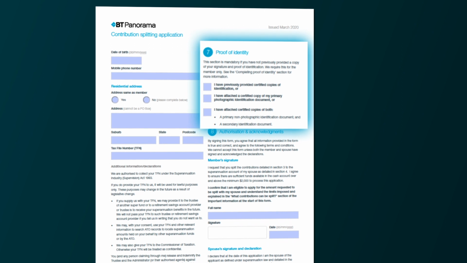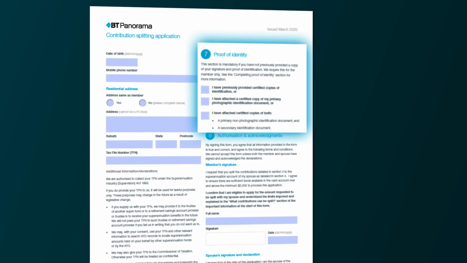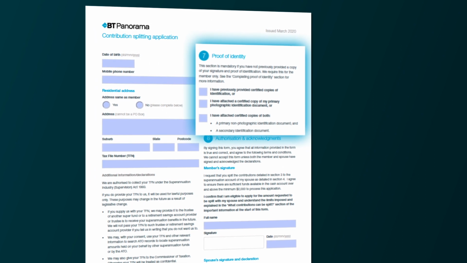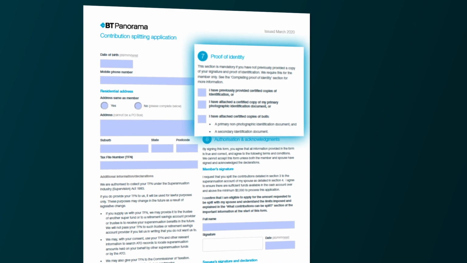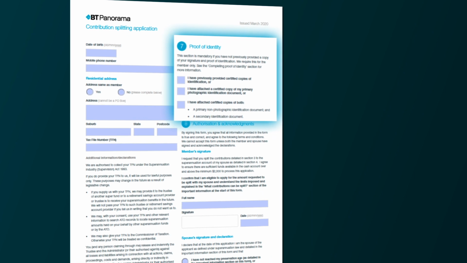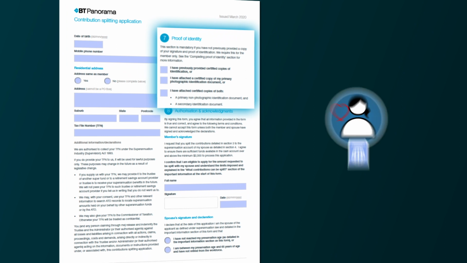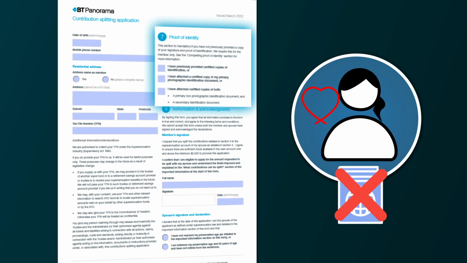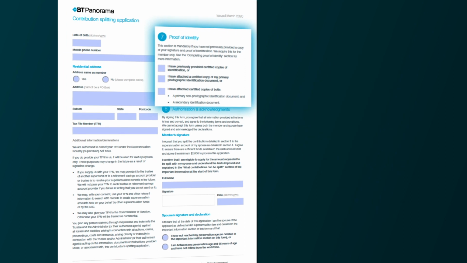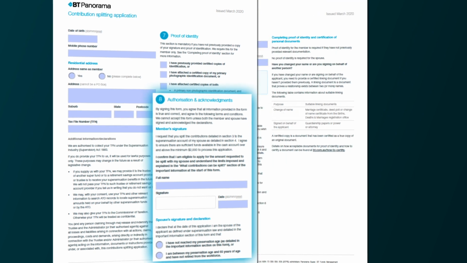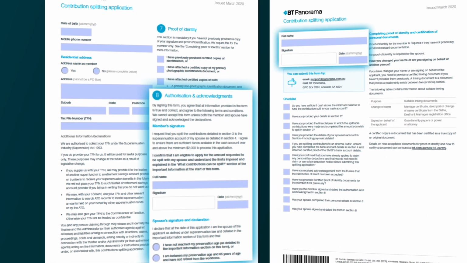ID verification during account opening is conducted by advisors, and copies of ID documents are retained by advisors and not forwarded to BT Panorama. Proof of identity for the receiving spouse is not required. Both the member and the receiving spouse must sign the form.